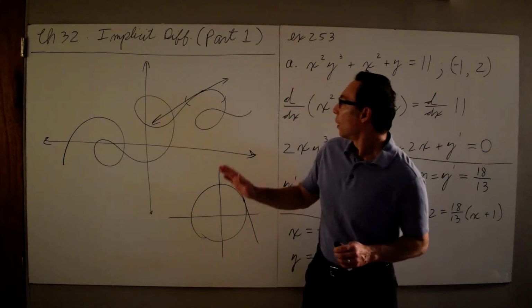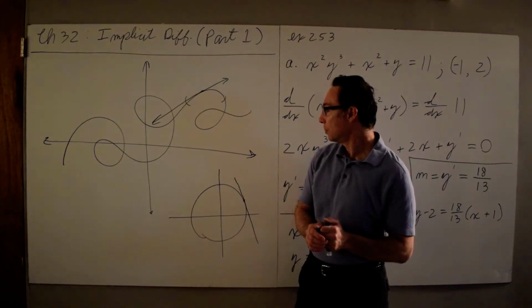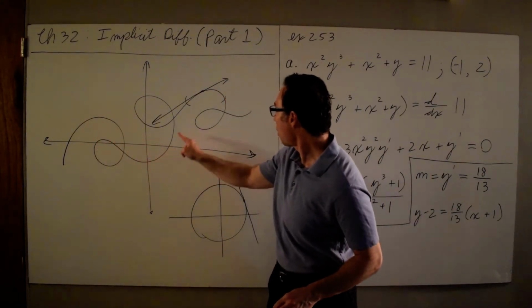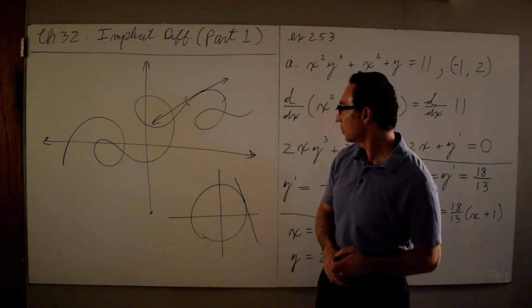So, when do we use implicit differentiation? Why do we use implicit differentiation? Well, let's look at this curve. This curve here is clearly not a function, right? It miserably fails the vertical line test.